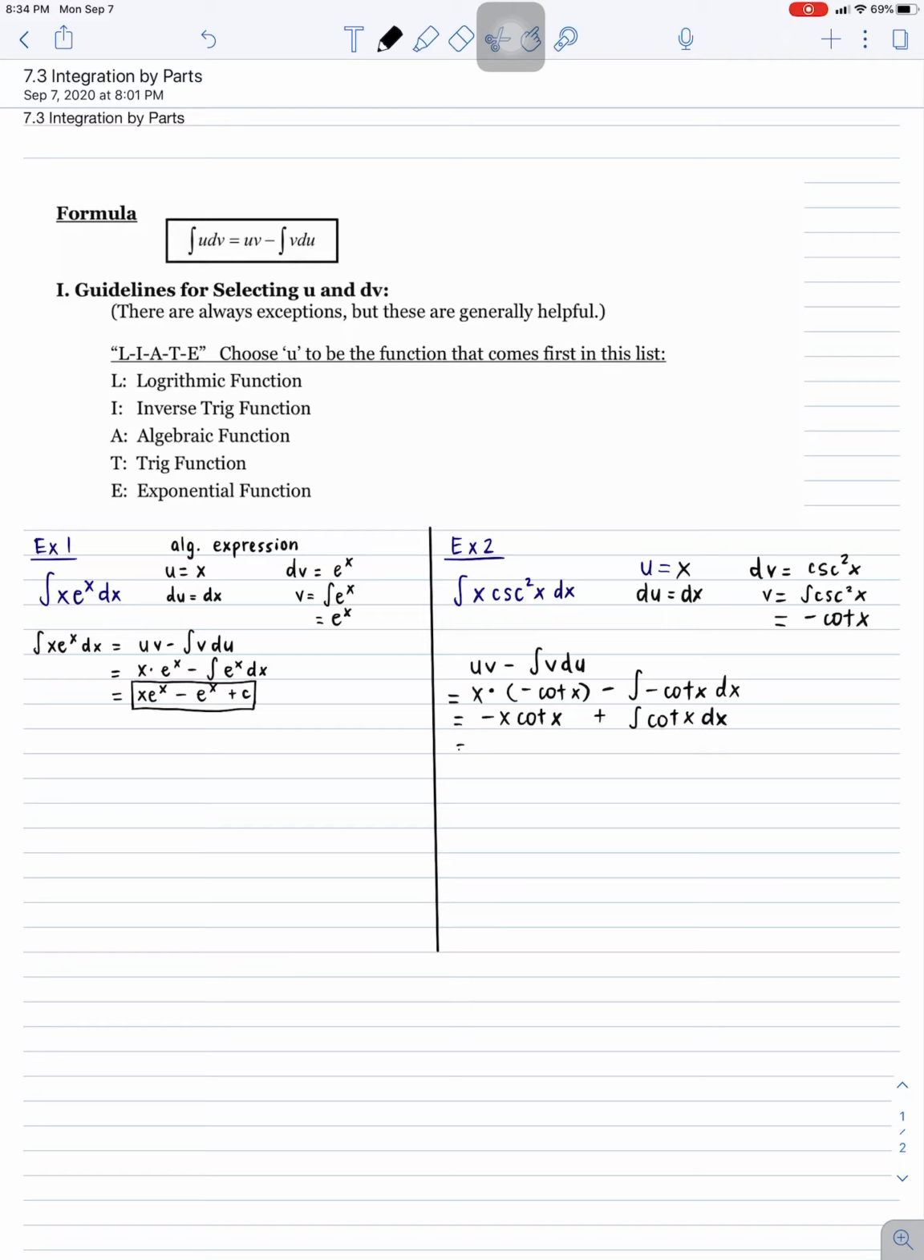The first part, there's really nothing I can do, so I'm just going to rewrite it. And then the next part, what is the integral of cotangent? Well, that's just going to be ln of absolute value of x, and then plus your vitamin C. So then this will be our final answer.